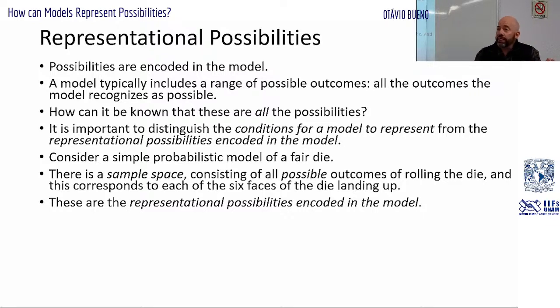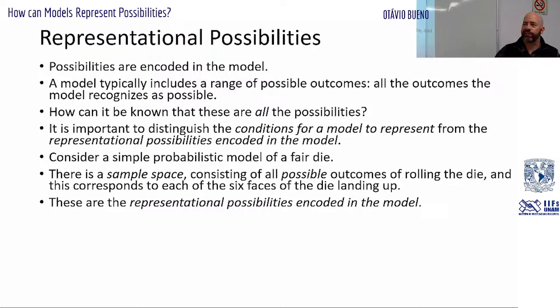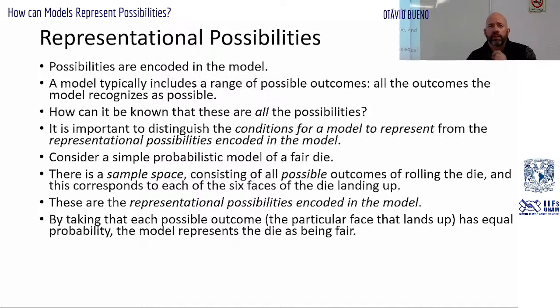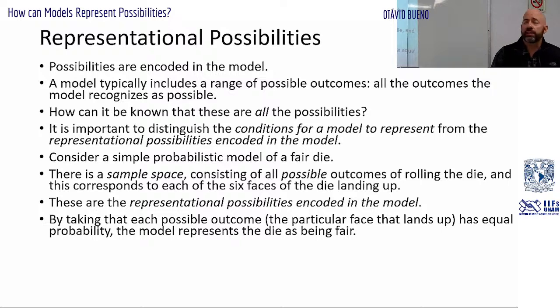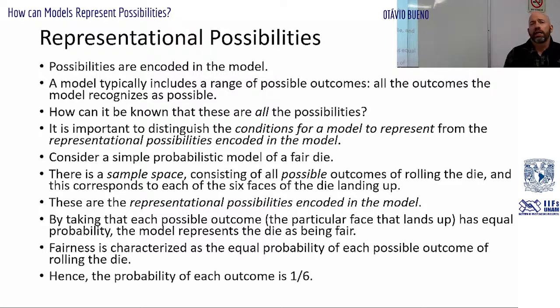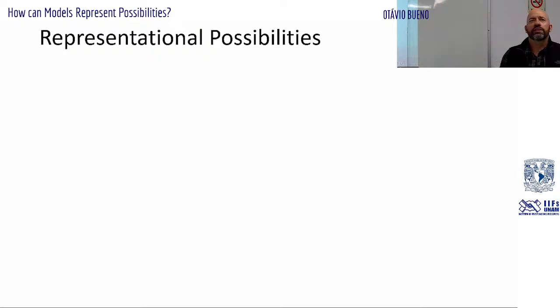Now, these are the representational possibilities encoded in the model. The model represents all of them, and they are supposedly all the possibilities. There are only 6 of them, the 6 faces of the die. And okay, we cover all possibilities. If you take each possible outcome, the particular face that lines up as having equal probability, the model represents the die as being fair. And that's exactly how fairness is characterized, in terms of equal probability of each possible outcome of rolling the die. And then the probability is 1/6. So far so good. This is all simple, standard.